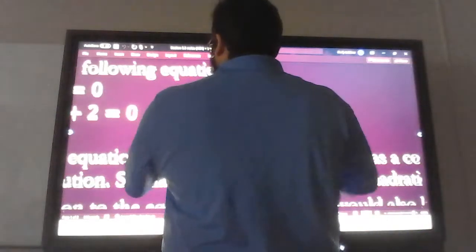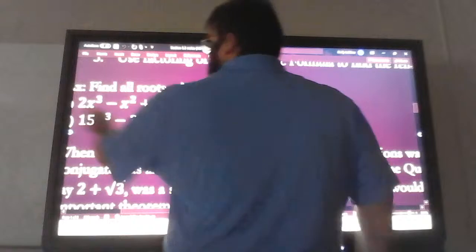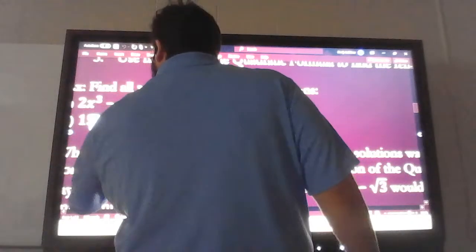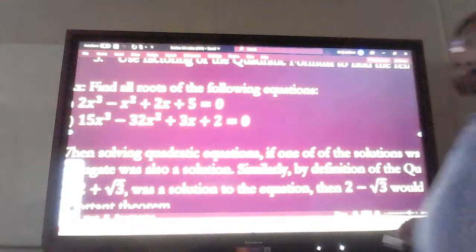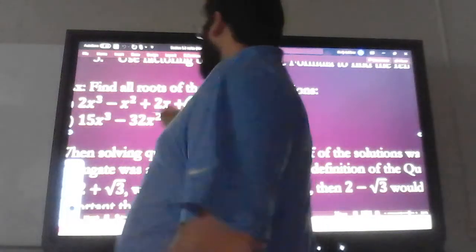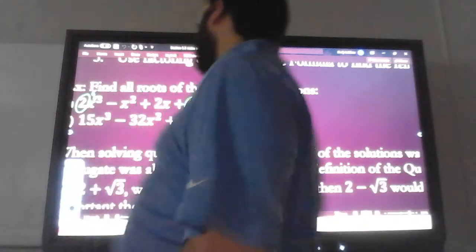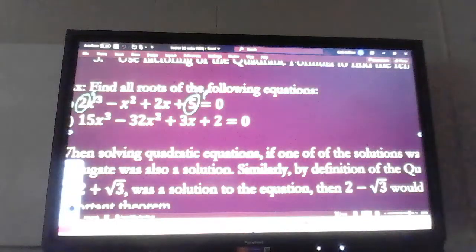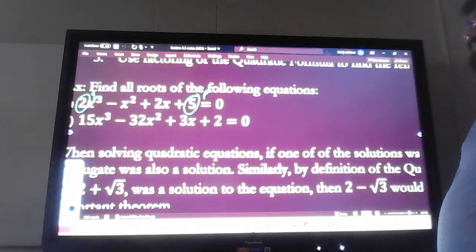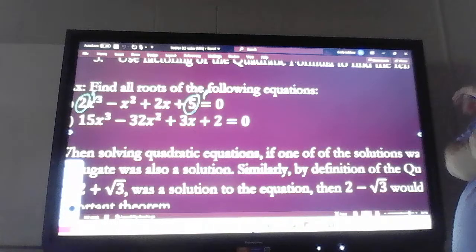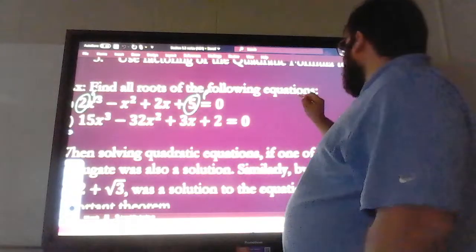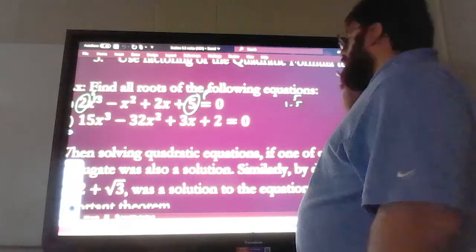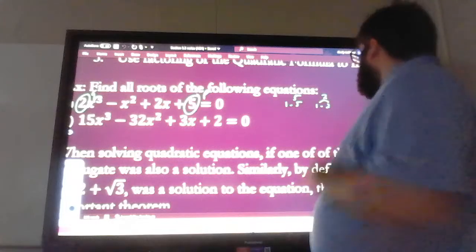Let me zoom in a little bit so I can give myself some room here. So, p and q. This right here is my p, and this right here is my q. Well, 5 and 2 are both prime numbers. They don't have a lot of factors. So we want to find every possible combination of positive and negative fractions of factors of this over factors of this. Remember, for 5, the only factors are 1 and 5. For 2, the only factors are 1 and 2.